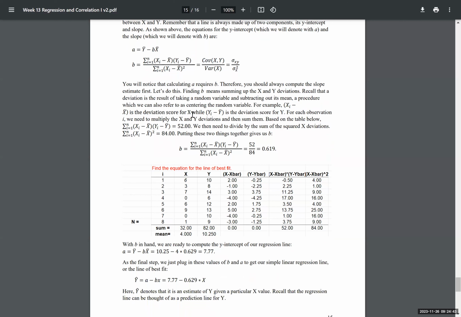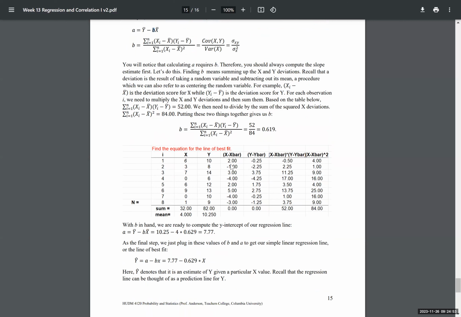And so as we look at the formulas, we know we can't calculate alpha until we have our beta or our b. So we're going to start with the b. And here, what we need in the numerator is again, the sum of the product of the x and y deviations. So I multiply them and then I sum them. I get 52. So 52 then is going to be my numerator.